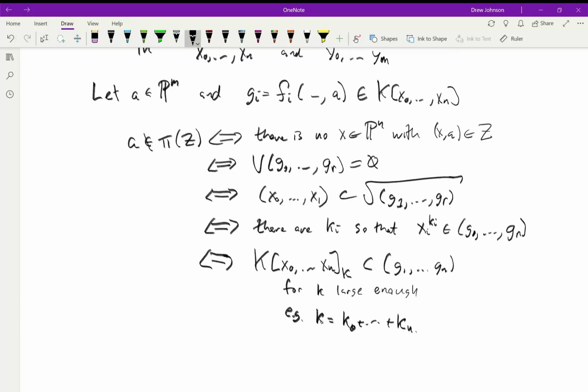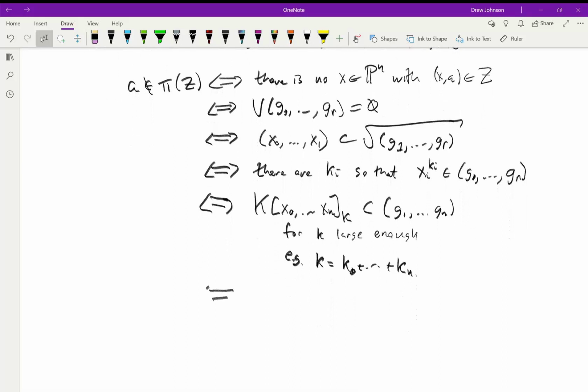What's the idea here? Any monomial here has to have, well, it can't be the case that all of the variables have degree less than the ki's, because then it would have a degree less than this k down here, right? So any monomial has to have xi to the ki for some i, at least, and then that would show that it's in the ideal, right? Okay, good.